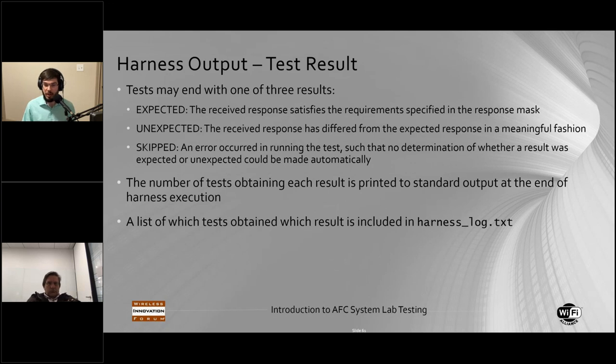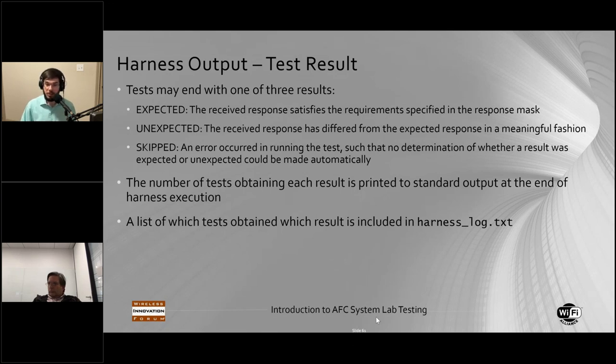So earlier we talked about the possible outcomes from the different test vectors, expected or unexpected. This slide covers what those possible results mean from the harness's perspective. If a test receives an expected result, then everything that the AFC system provided in its response was within the expected bounds set by the mask file. If a test receives an unexpected result, then one or more fields in the JSON response were either missing or differed from the values expected by the mask file. If that occurs, the logs will have specific information on what the discrepancy was for each test.